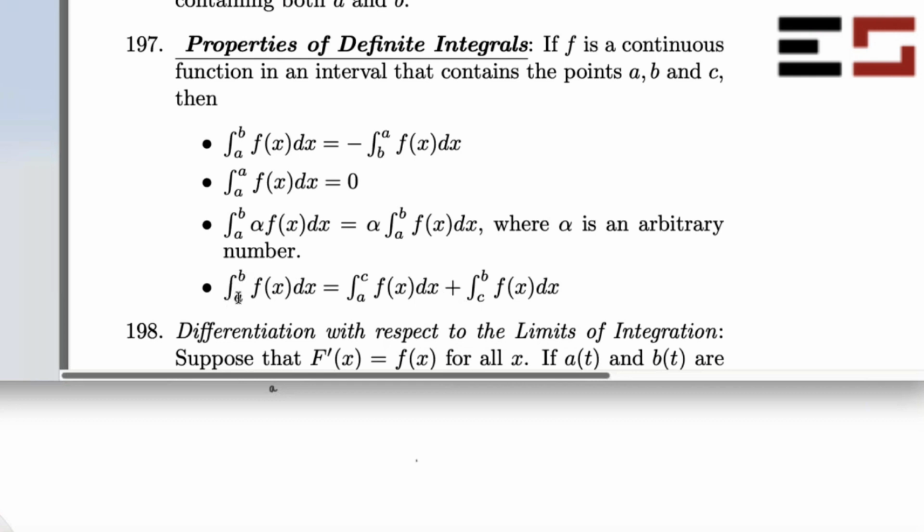F of b minus F of a is equal to F of c minus F of a plus F of b minus F of c. So what are we going to get? F of b minus F of a. So this is actually very useful. Even though you think that it's kind of straightforward, this actually has lots of applications.